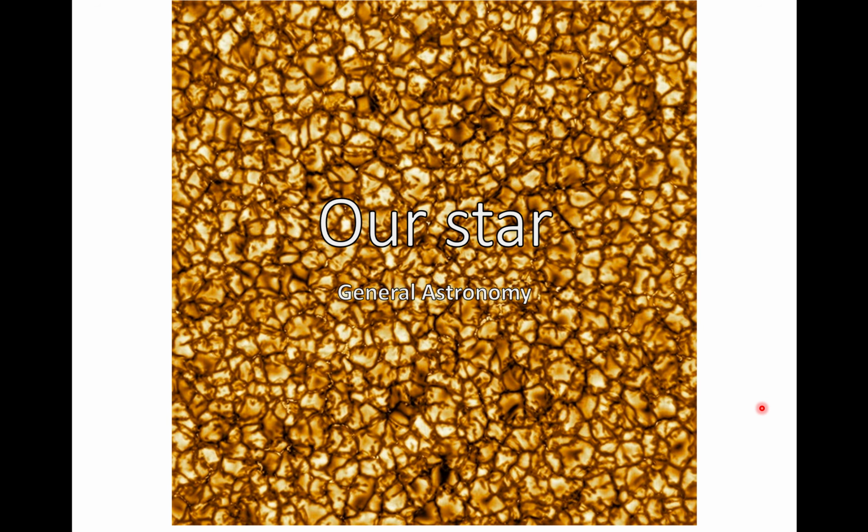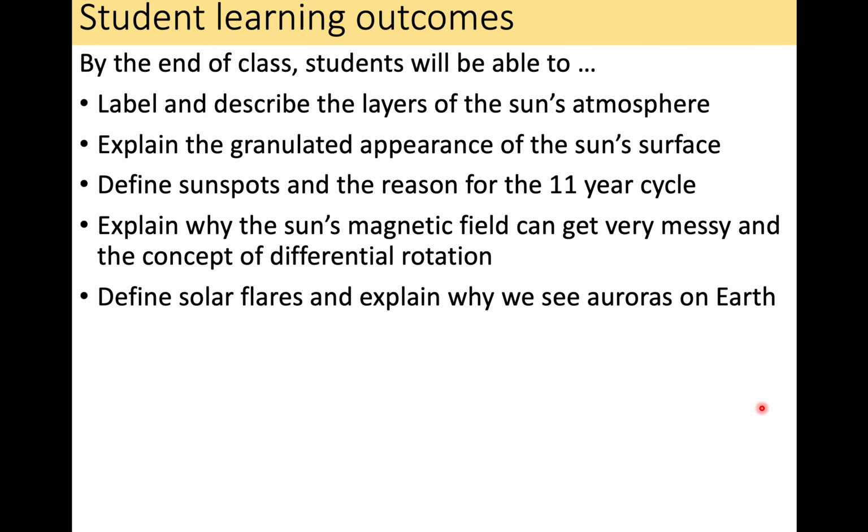Hi everyone. Today we'll begin talking about one specific star, a star being our star, the sun. So by the end of this week in this lecture, this module, we will be able to label and also describe the different layers of the sun's atmosphere, as well as explain the way that we see the sun's surface, including sunspots and their cycling, the sun's magnetic field, and solar flares.